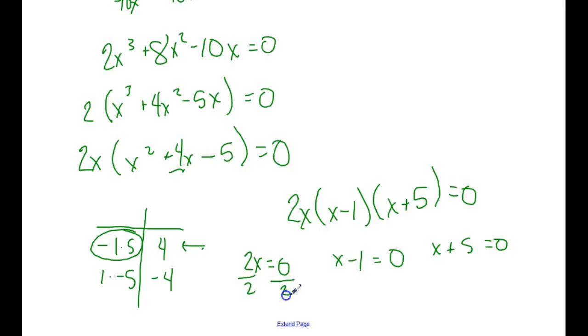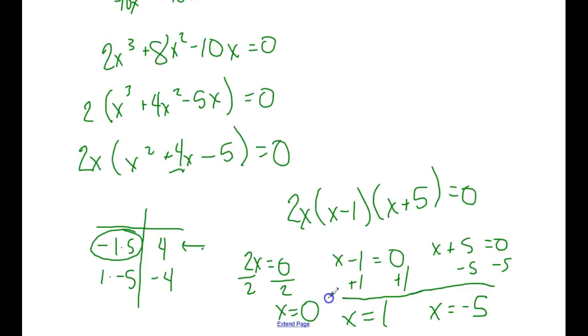So I divide everything by 2, so x equals 0. I add 1, x equals 1, and then I subtract 5. X equals a negative 5. So I have multiple solutions for this equation. So these solutions, these are called solutions or answers or roots or zeros. Any of those words mean the same thing. So these would be my roots to that equation.